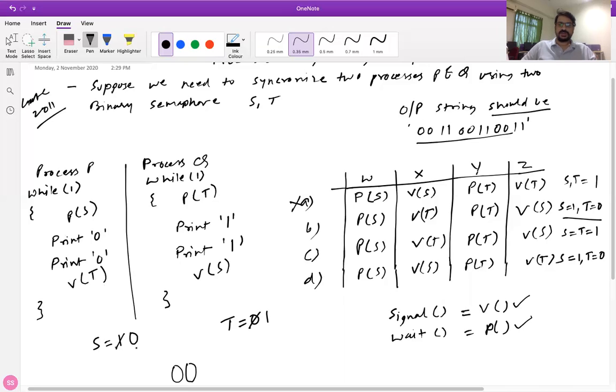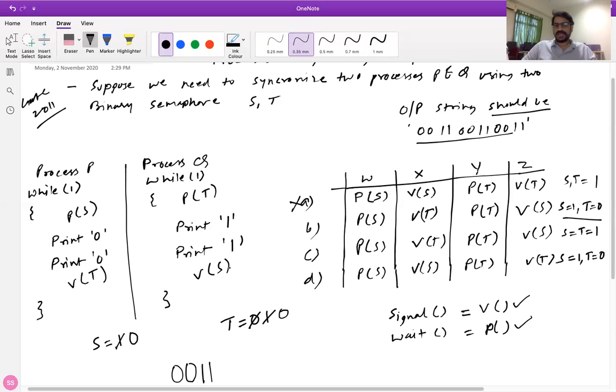Now if S value is 0 and T value is 1, so definitely P cannot be executed right now because for P it requires S, and the value of S is not greater than 0. It is 0. So ultimately we have to execute Q, because for Q the value of T is 1, which is greater than 0. It is an essential condition for wait. So for wait, it will see the value of semaphore. If it is greater than 0, then only we can decrement it and execute the critical section. So now the critical section is print. So we are going to print 1, 1.